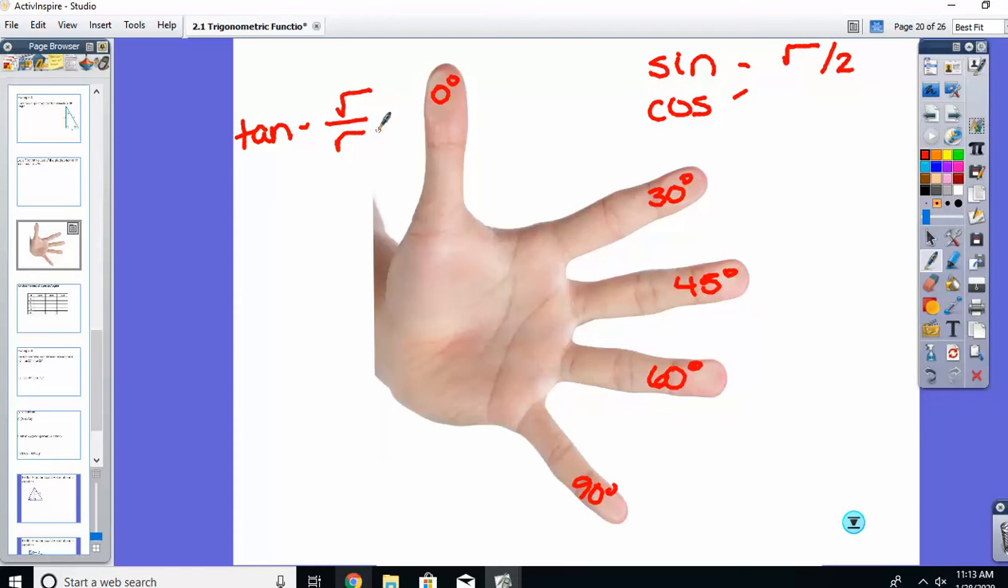So I asked for the tangent of 0 degrees. You fold in your 0. So I have 0 fingers above and 4 below. So it's the square root of 0 divided by the square root of 4, which is 0.